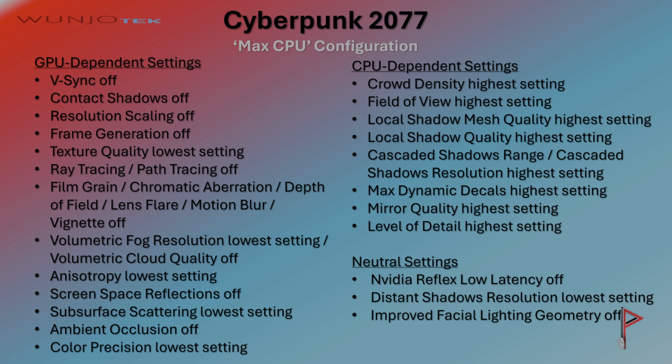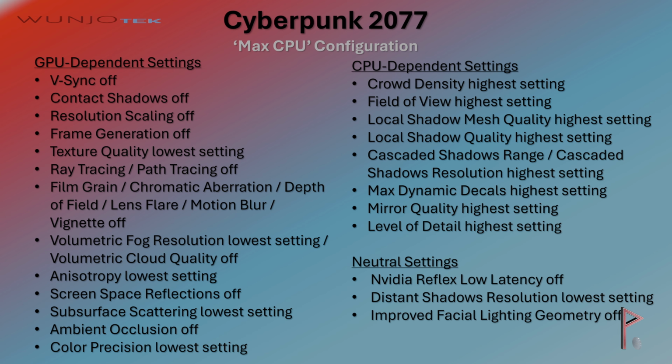We turn VSync off because if the GPU can't cap frame rate, the CPU will run as fast as it is able. Contact shadows off. These are tiny local shadows where feet touch ground, small creases in fabric, etc. That's all GPU post-process. Resolution scaling off. I only test it native. I usually only play it native. Frame gen off is pretty obvious. Honestly, the only reason to test with frame gen enabled is if you're testing frame gen.